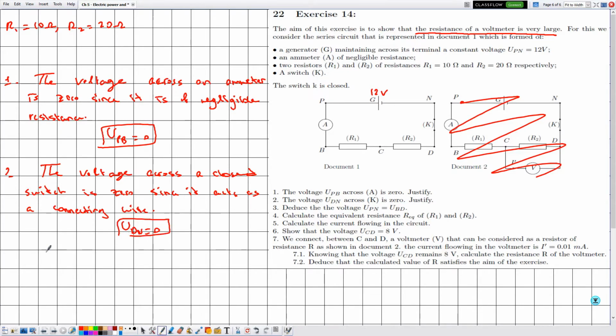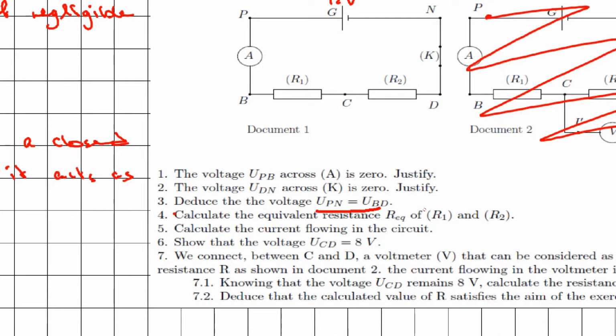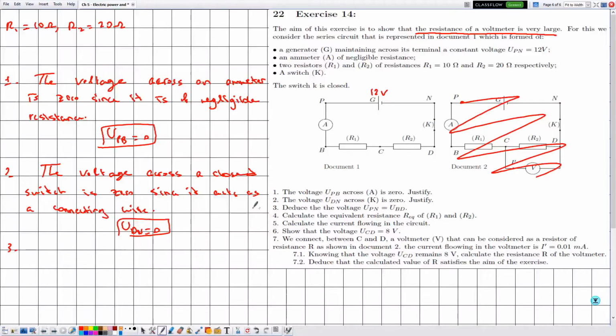So notice that because they asked me about voltages across different branches, now we expect that they ask me about which law, the law of addition of voltages. And indeed, in part 3, they are telling me to deduce that the voltage UPN is equal to UBD, and by deduce it means that we need to use the previous part. In the previous parts we have discussed voltages across different branches. Then apply the law of addition of voltages.